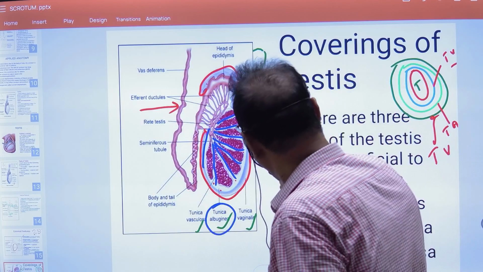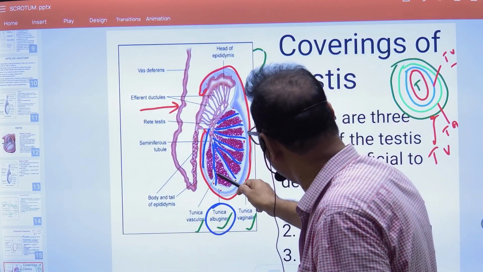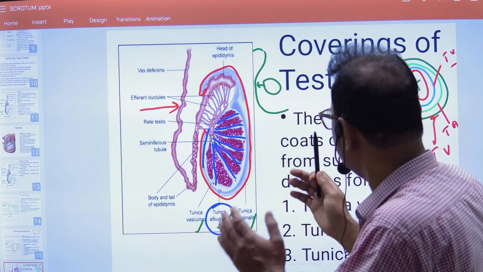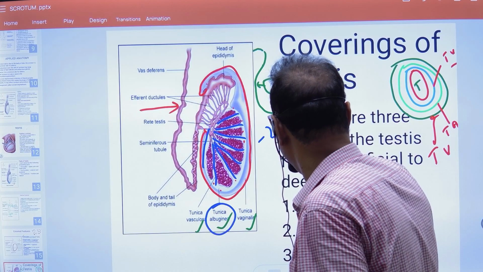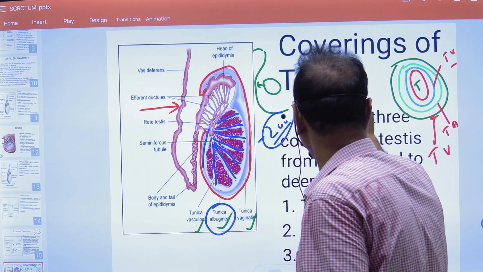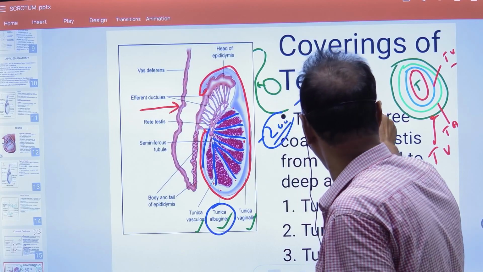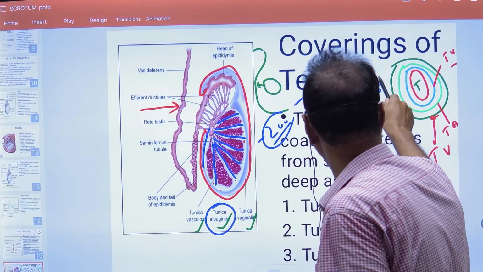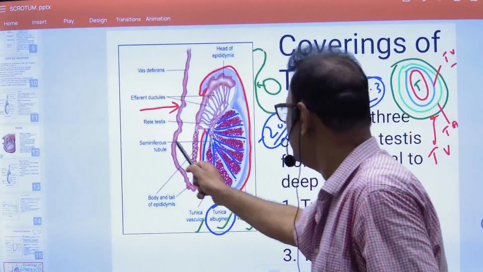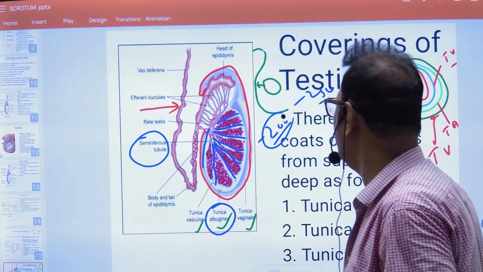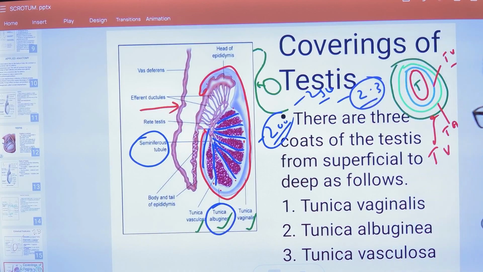By sending these septa, the inner aspect of the testis is divided into so many lobules, approximately 200 to 250. And each lobule will contain a minimum of 2 to 3 or 4 seminiferous tubules. You can see over here, these are the seminiferous tubules, and they are being concentrated over here.